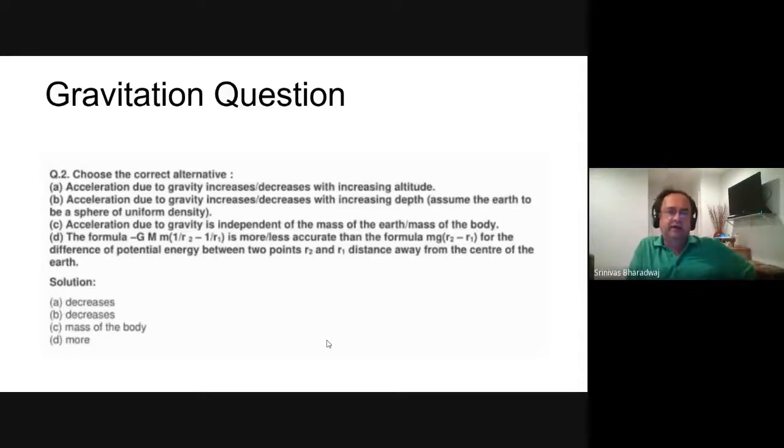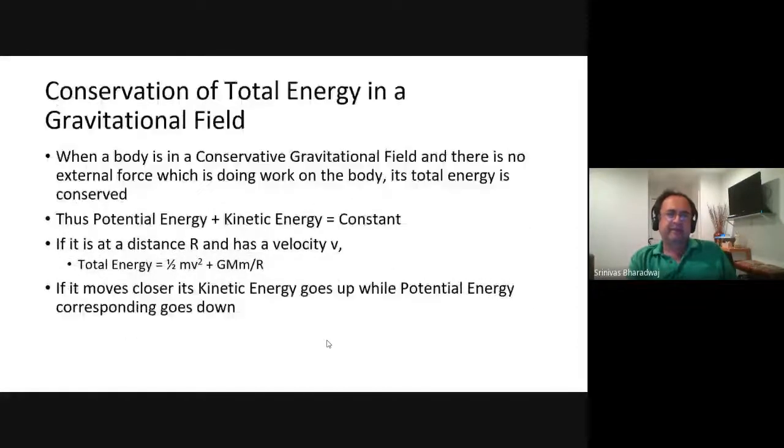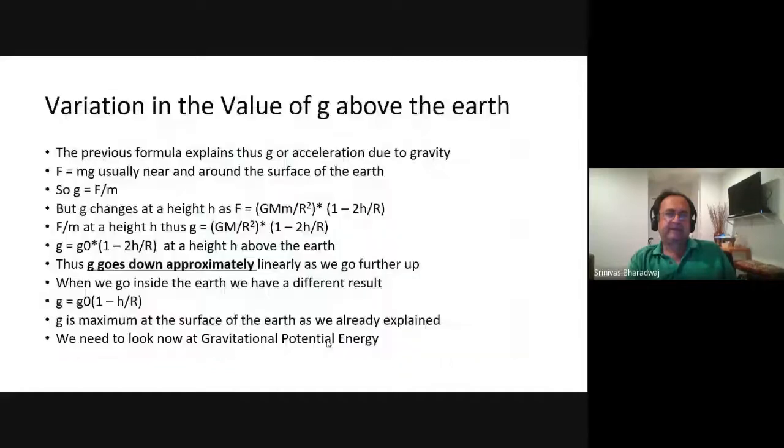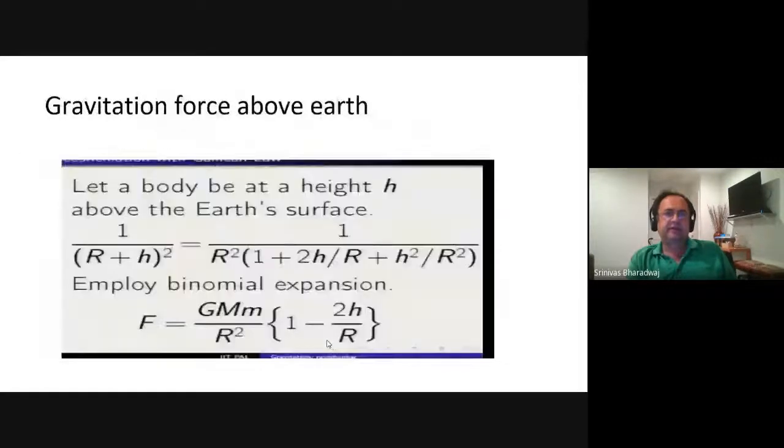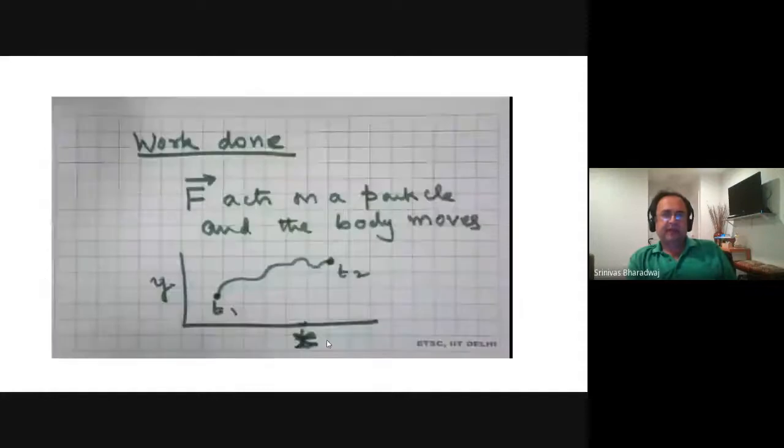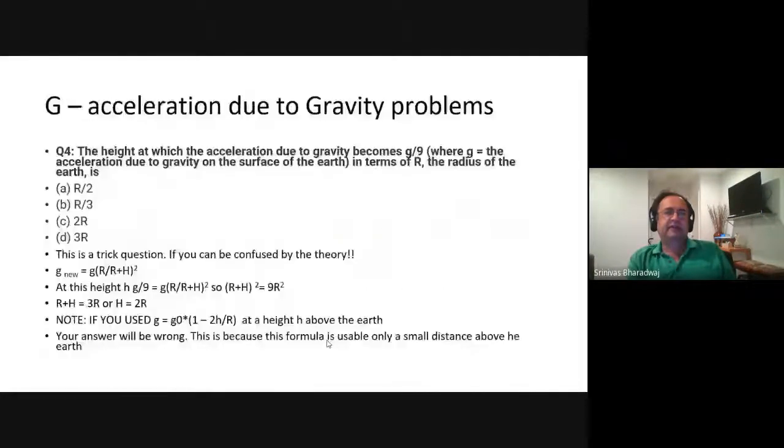The formula negative GMm by R times (1 minus h by R) is less accurate than the formula mg, right? mgh is a very approximate formula. We already discussed that. So this question is really targeted so that you understand these 3 slides. Okay?